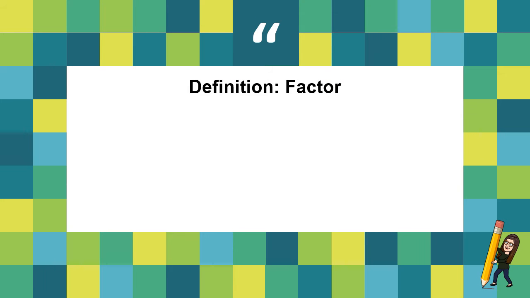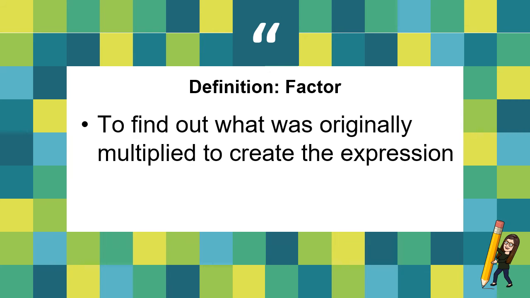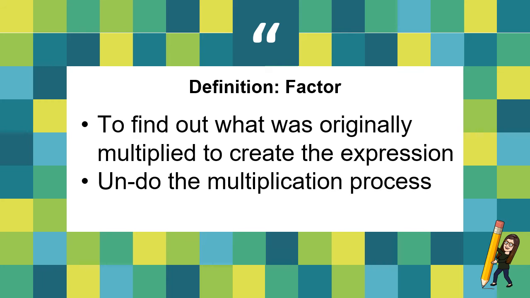All right, let's talk about a new definition of factoring. So to factor means to find out what was originally multiplied. So we're thinking backwards almost. It's almost like we're undoing the multiplication process. So to factor is to find out what was originally multiplied.